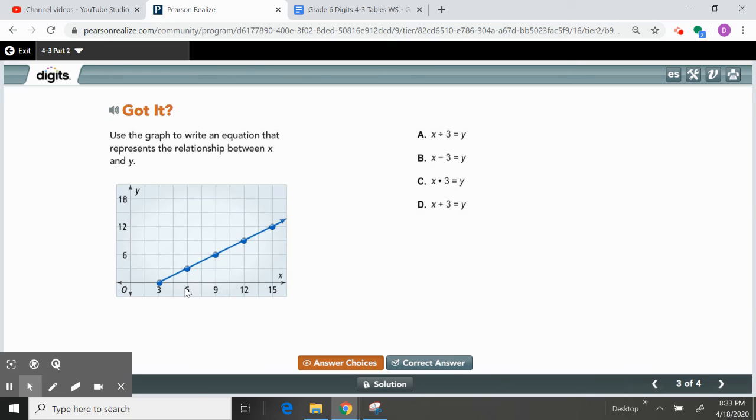But it has to be true each time, remember. So this point is 6, 3. So 6 minus 3, does that give me 3? Yes, it does. How about this next point? 9, 6. So 9 minus 3, does that give me 6? It would appear to be. So when you log on today, see if you feel that it is this one or try these. But again, there's your answer choices. You can click correct answer to check, and then you can click solution to show you the answer and how they got it.